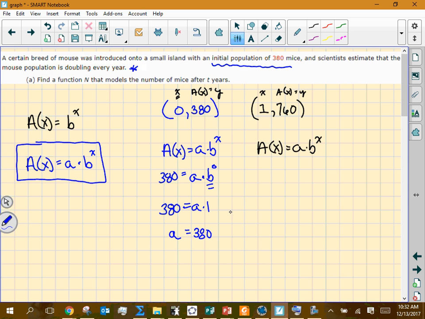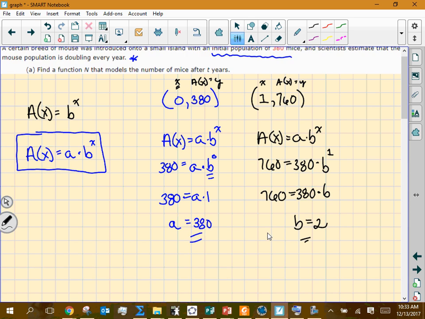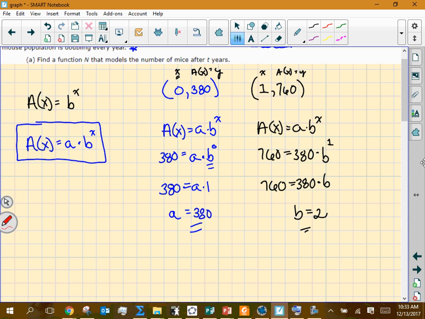So my a value for this particular question is 380. That's my multiplier. Now I still have to find my base. So I'm going to come over here and say 760 is equal to a times b to the x. Well, a we now know to be 380 mice, times b. I don't know b, but in this case I do know x is 1. So plugging that in, we get 760 is equal to 380 times b. Well, then b has to be 2.